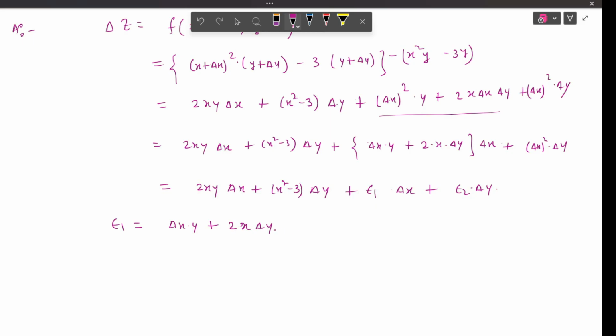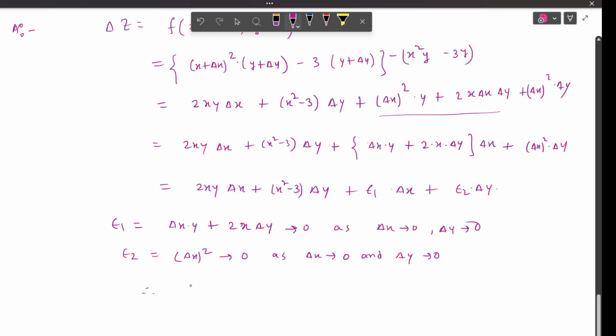Okay. Now this thing, epsilon 1, tends to 0 as delta x tends to 0 and delta y tends to 0. If you put delta x tends to 0 and delta y tends to 0, it will tend to 0, right? And epsilon 2, which is delta x square, will also tend to 0 as delta x tends to 0 and delta y tends to 0. So we can say that the function f of x, y is differentiable.